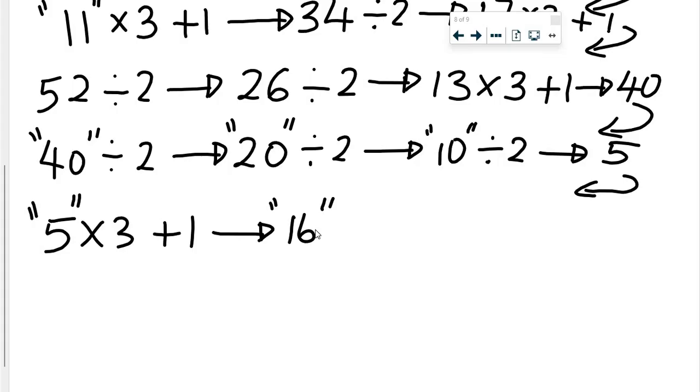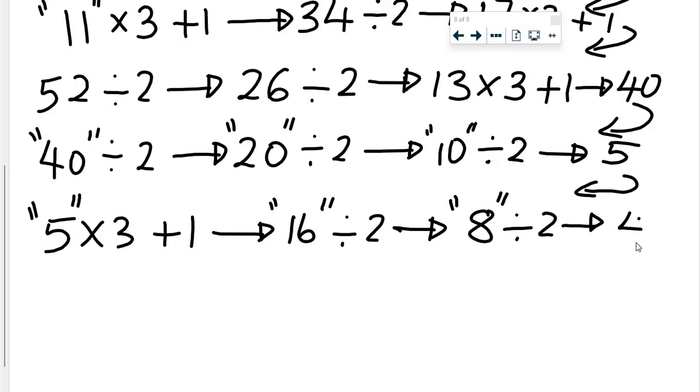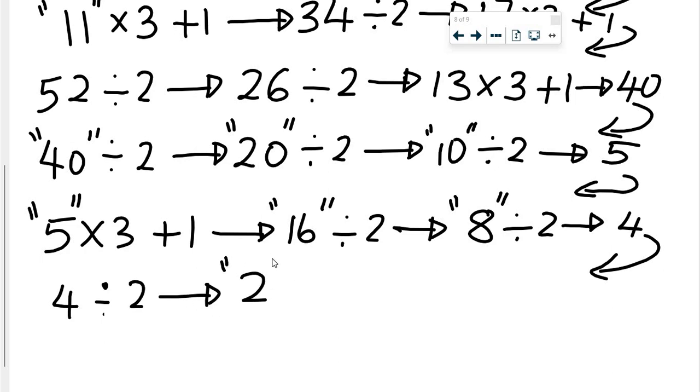16 is even. Divide by 2, you get 8. 8 is even. Divide by 2, you get 4. 4 is even. Divide 4 by 2, you get 2. 2 is even. You need to divide by 2. Boom. You get 1.